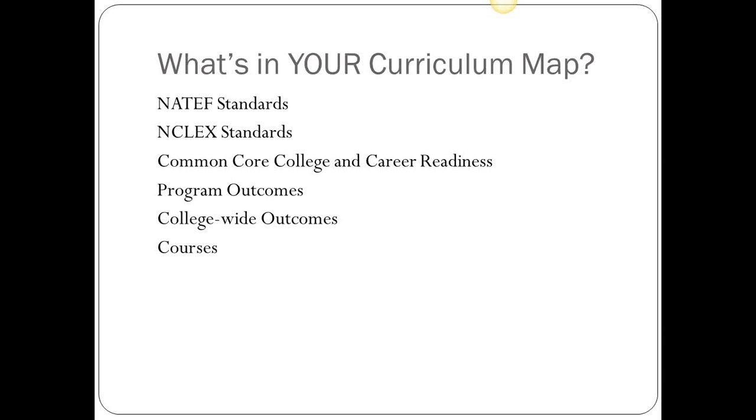Maybe you're a public school system and you need to link to the Common Core, so those are in your curriculum map. Or program outcomes that actually designate the measurables for your program and what you'll assess your students being able to do upon exit of that program. Maybe your college-wide outcomes or core abilities or gen ed outcomes are in your curriculum map. And maybe your courses are in your curriculum map.